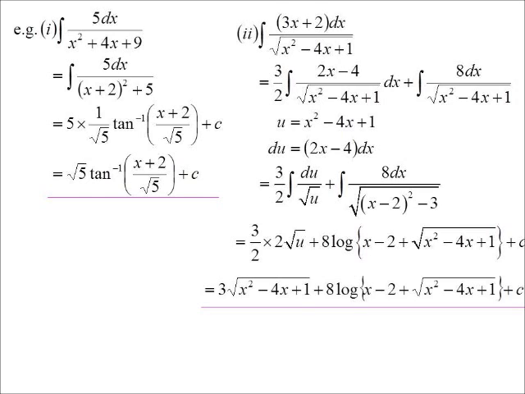Let's put the u back in now. And you can see why I say if you remember the du on root u, you don't actually physically write du on root u. You know this is going to be 2 root u. So you could just go straight to 2 times the square root of x squared minus 4x plus 1.